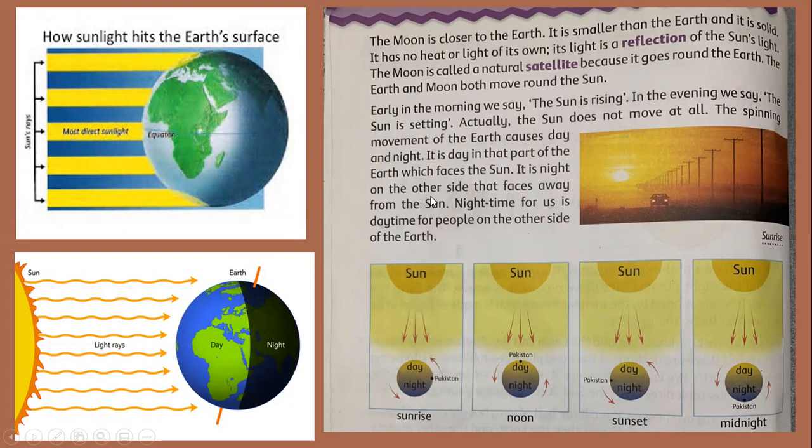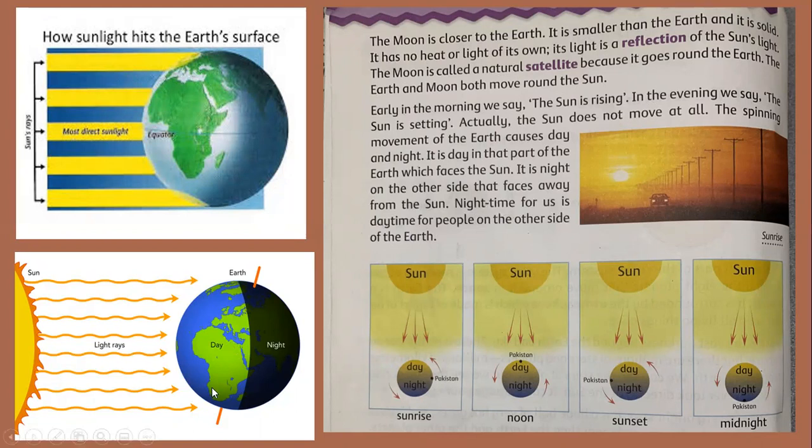And then it is night on the other side that faces away from the sun. This side faces away. This is not in front of the sun. This part is in front of the sun, so this is daytime. The back side does not face the sun, so on this side we have the night time. Then night time for us is daytime for people on the other side of the earth.